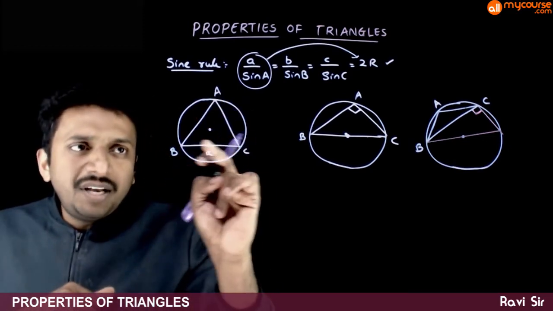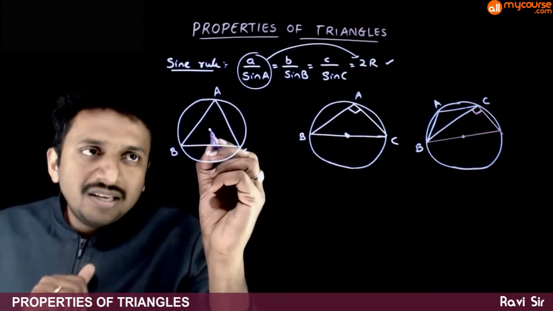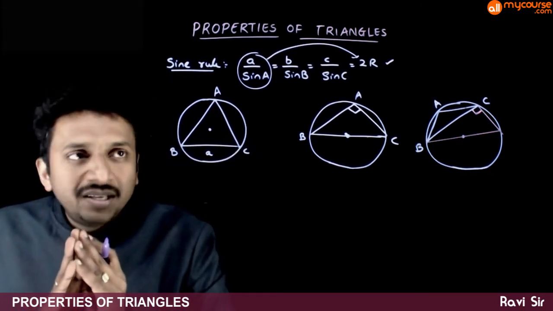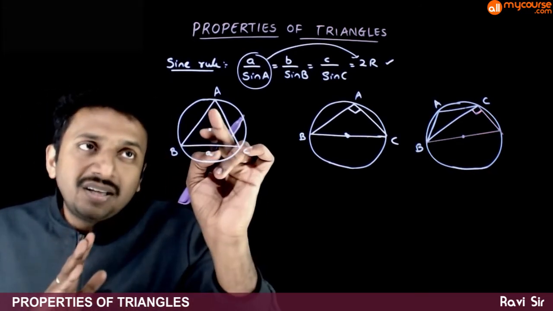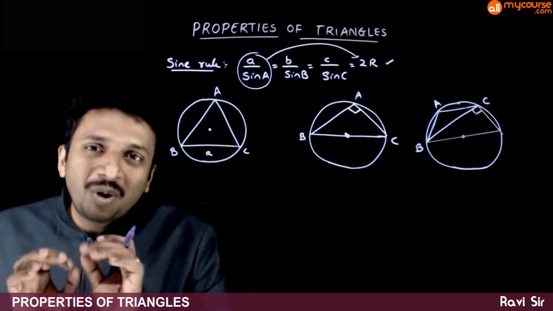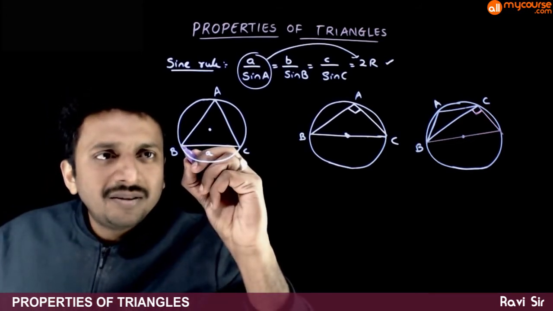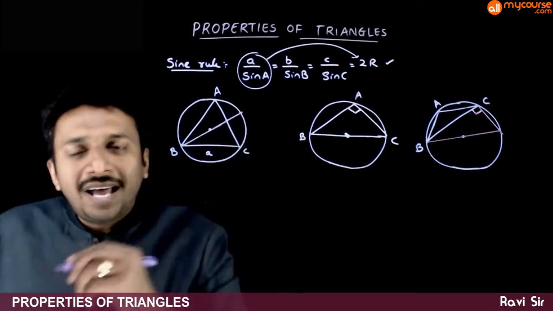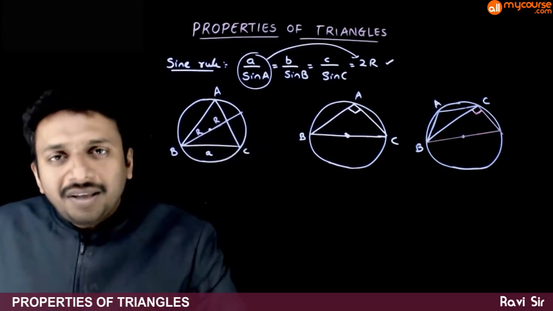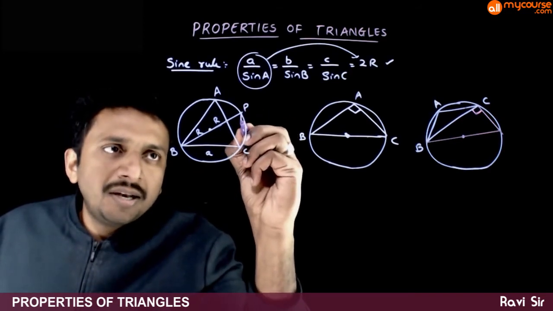Now, first let me take an acute angle triangle. If you take an acute angle triangle, obviously the circumcenter lies inside the triangle. Now, how can I prove that a by sine A is equal to 2R? I use certain properties of circles. So first what I'll do is I'll draw a diameter through B. So if this is capital R, this is also equal to capital R, right? Now let this point be P. I'll join PC.